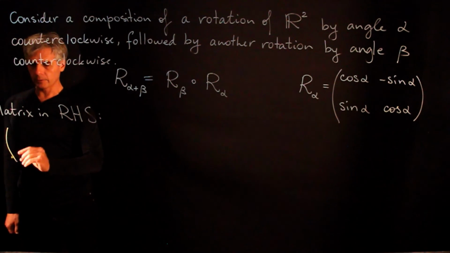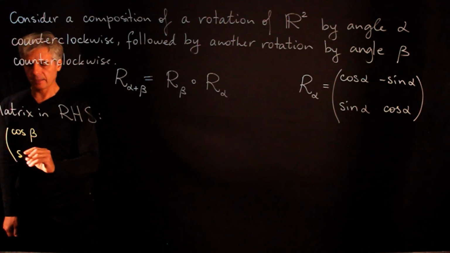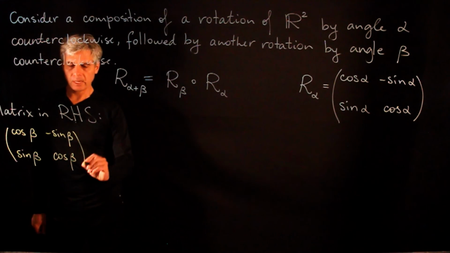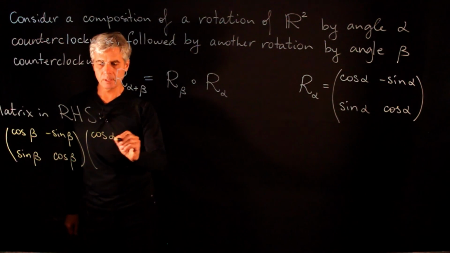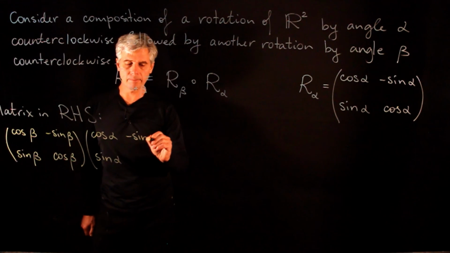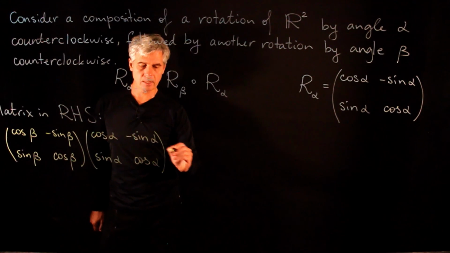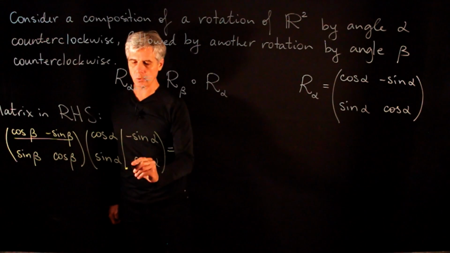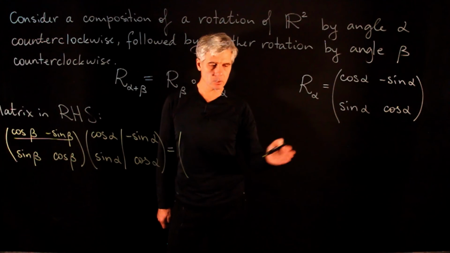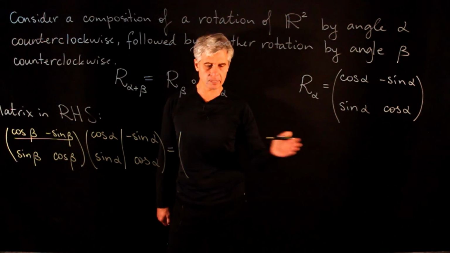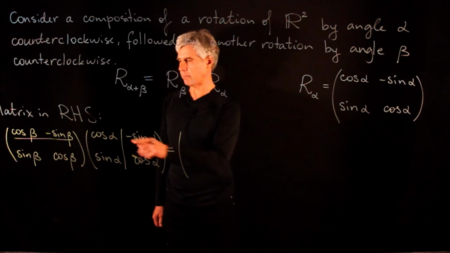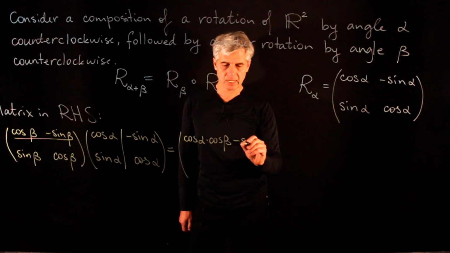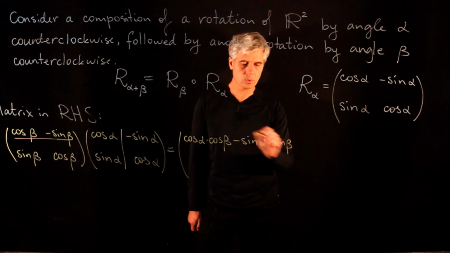So here we get the product of two rotation matrices. So we have cos beta, sine beta, minus sine beta, cos beta, times cos alpha, sine alpha, minus sine alpha, cos alpha. To compute this product, we take dot products of rows of the first matrix with columns of the second matrix. So the entries of this resulting 2 by 2 matrix will be complicated. So here we are going to get cos alpha times cos beta minus sine alpha times sine beta. So this is the first entry.